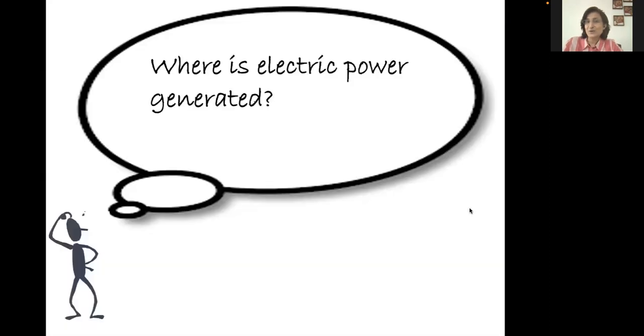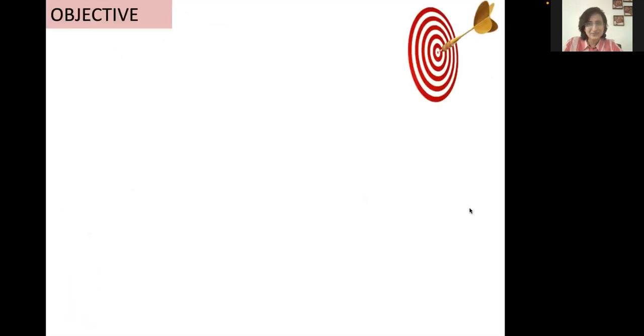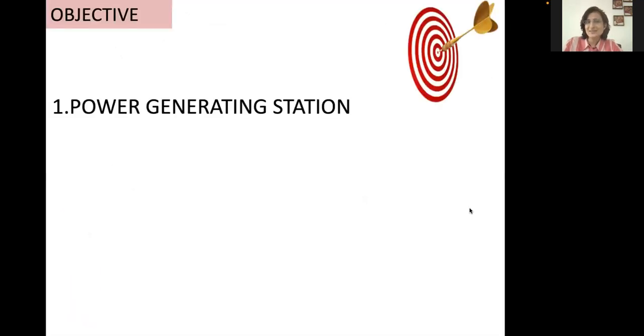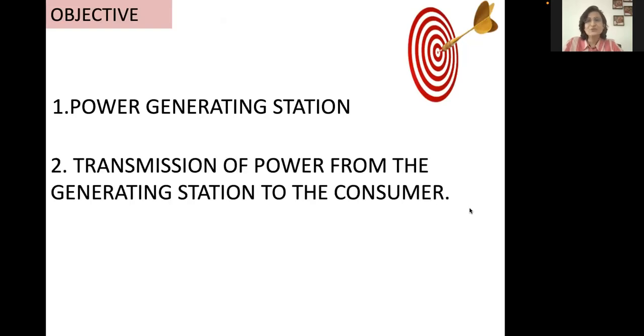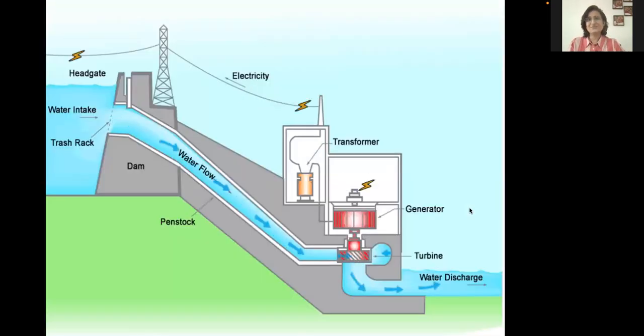Isn't it amazing to see the entire city getting light because of these high voltage lines? I'm sure you must be wondering, where is so much power generated? So the objective of the class today is to understand these power generating stations and the transmission of power from the generating station to the consumer. So let's begin where the power is generated.